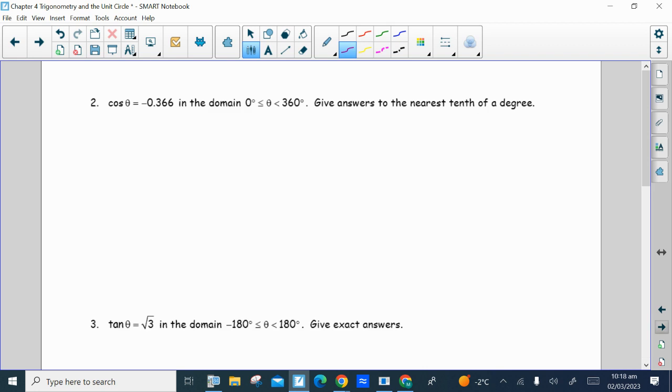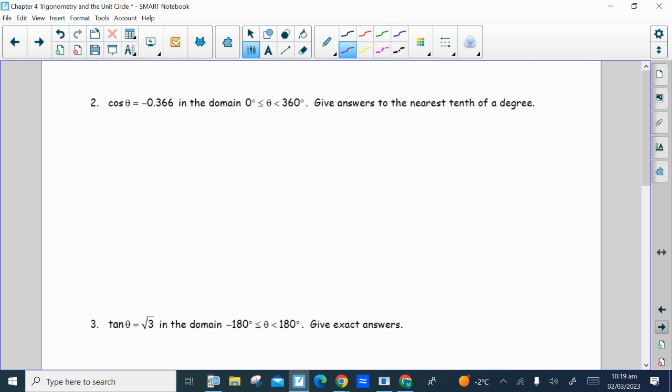Looking at number 2, where does the cosine of theta equal negative 0.366? Note the domain. In this case, we need to be in degree mode because theta is greater than or equal to 0 and less than 360 degrees. It also says give your answer to the nearest tenth of a degree.